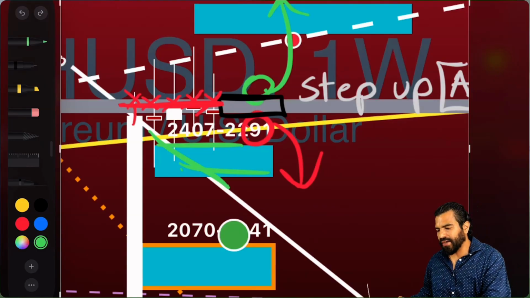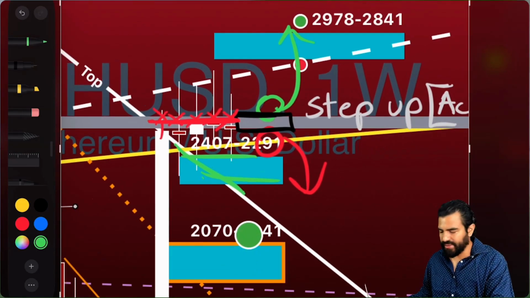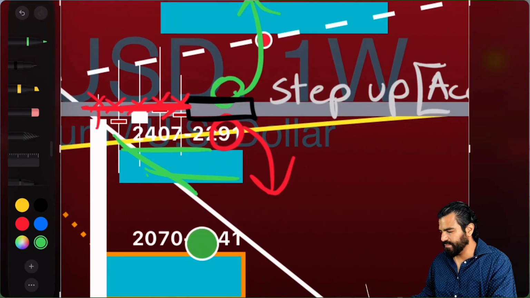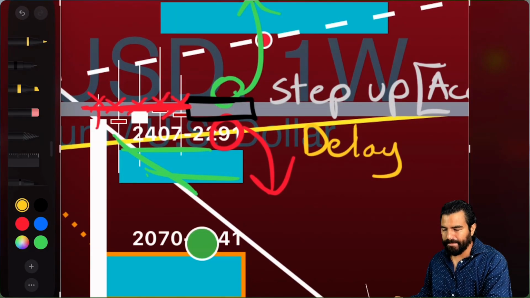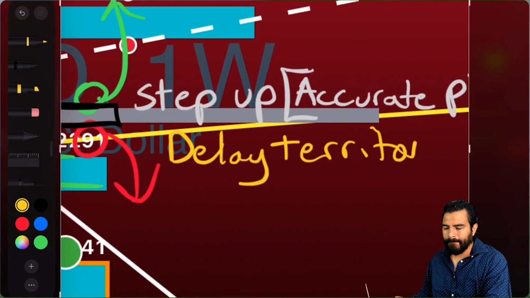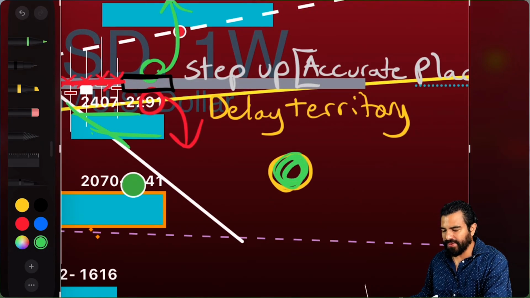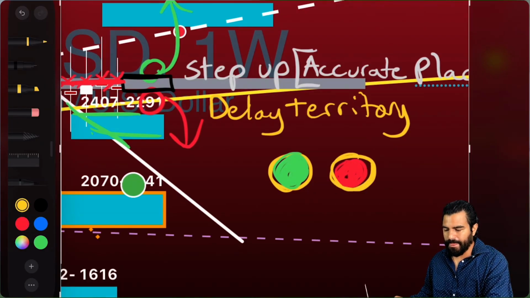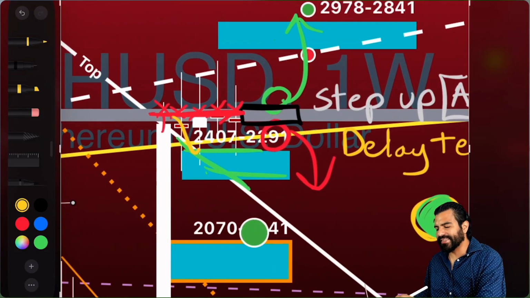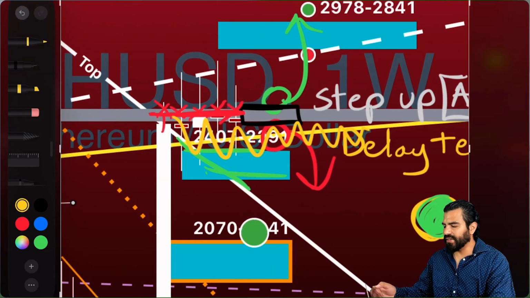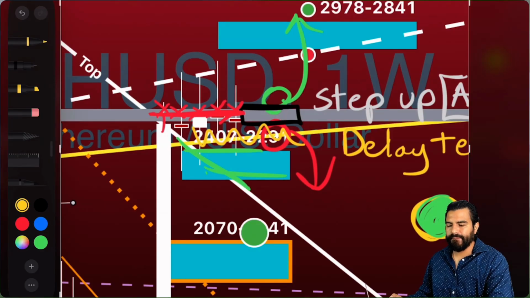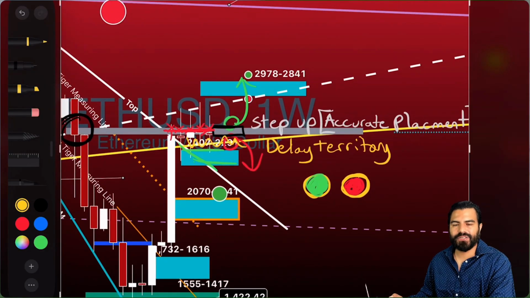So therefore, what do we call it when it's stuck between a rock and a hard place? What territory do we call it? Delay. Yes, we call it delay territory. If you're more bullish, you can draw a green circle with a yellow border to denote your delay territory. If you're more bearish, draw a red circle with a yellow border. And that means that price just gets stuck like this. That's what we call delay territory. It's not exactly bullish, not exactly bearish, but this is the symbol.